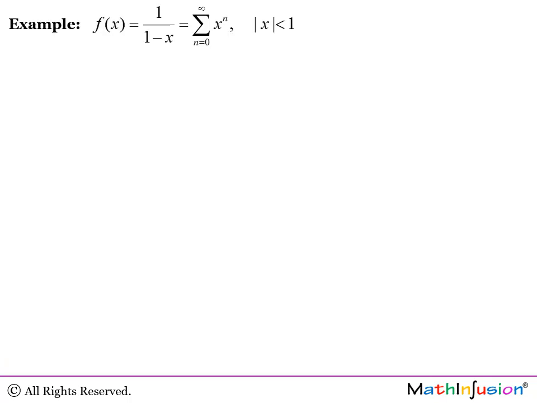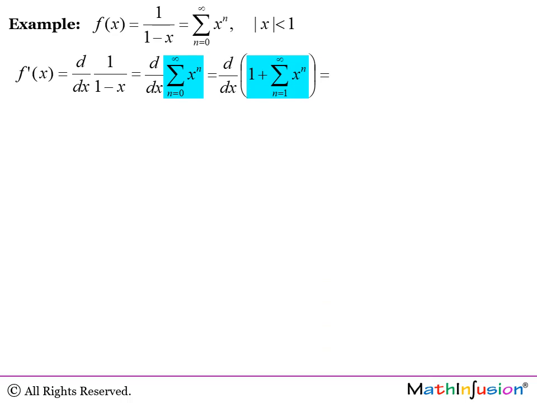Here is again the function 1 over 1 minus x written as a power series. If we would like to differentiate the function, we can instead differentiate the sum. We are going to split the zero term from the rest of the terms. The zero term is x to the 0, which is 1. It does not contain x's, so that's why we like to split this from the rest.